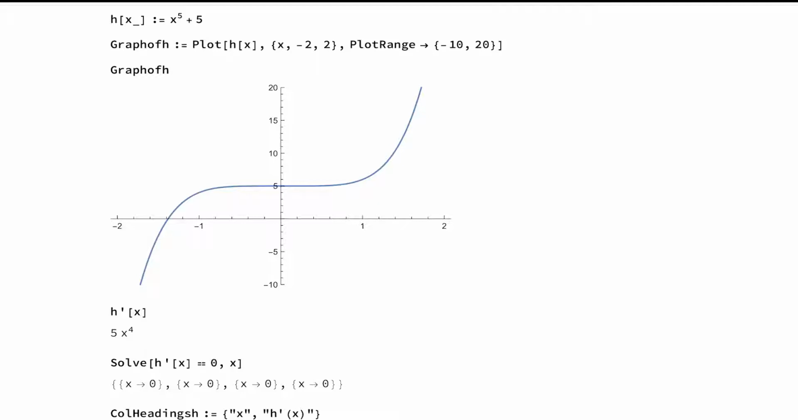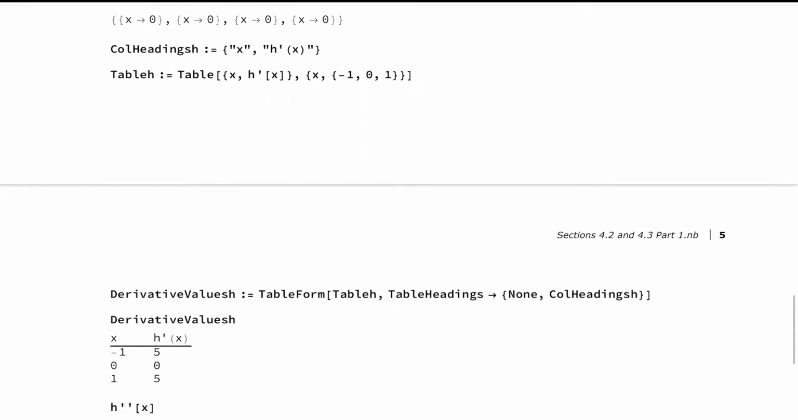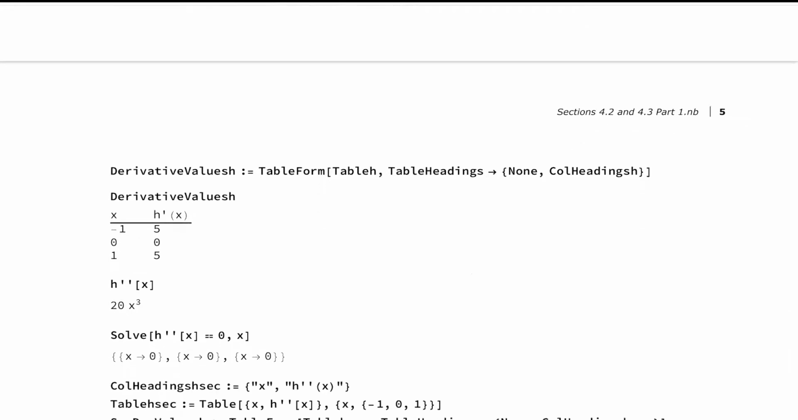And I don't see any maxes or mins on this function. It looks like there might be an inflection point when x is 0, but my goal again is to find critical values, maxes, mins, and inflection points. So I start with finding h prime, and again it's a simple derivative, but I ask Mathematica to find it for me, and then I solve, setting that derivative to 0, and I get one root at x equals 0, but it's repeated. It's a quadruple root.